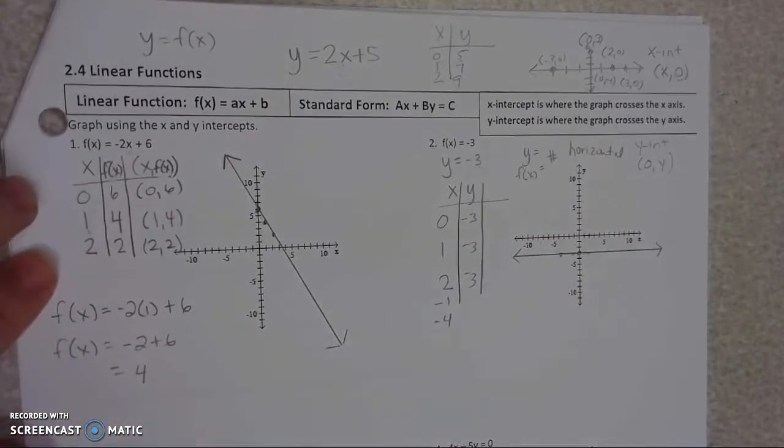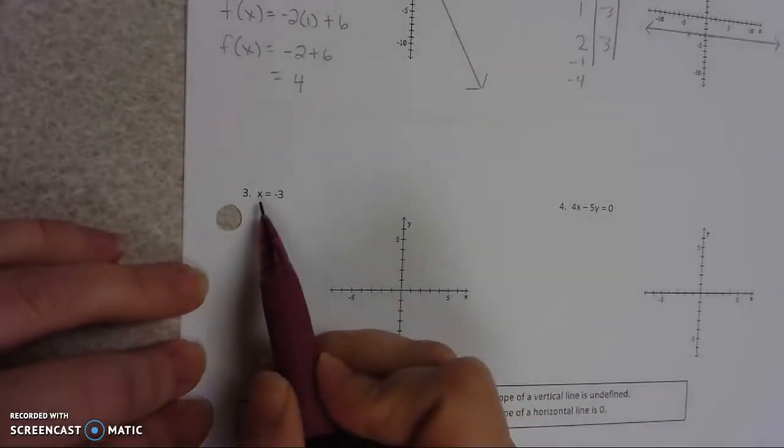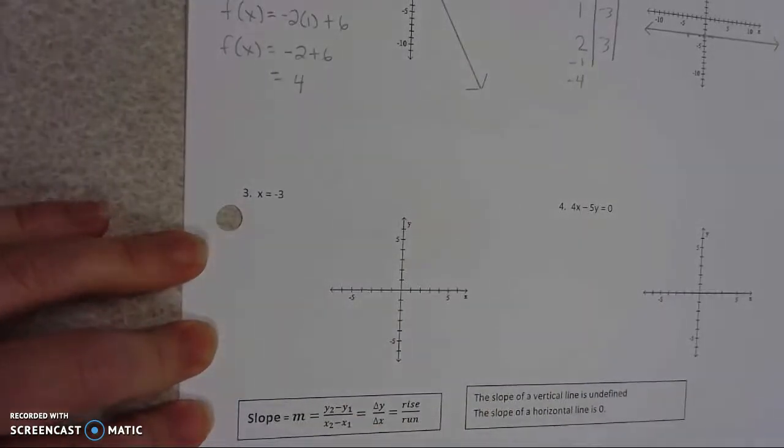Let's look at the next one. This one says x equals negative 3. Notice there's no y value, there is no f of x.